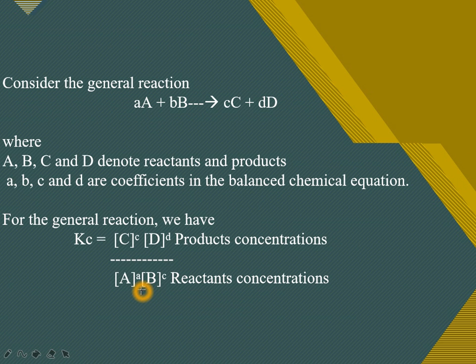If you take a general reaction, aA plus bB gives cC plus dD, where capital A, B, C, D denote the reactants and products, and small a, b, c, d are the coefficients in the balanced chemical equation, then based upon the law of mass action we can write the constant Kc as the concentration of C raised to c times the concentration of D raised to d, divided by the concentration of A raised to a times the concentration of B raised to b, where the numerator is the product concentration and the denominator is the reactant concentration. So that's all regarding the law of mass action.